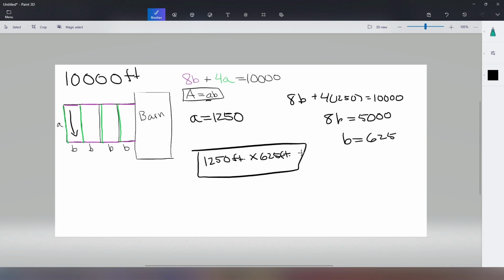To double check, we can do two things. One, does everything match up? We know that we have 4 A's, so we can do 1,250 times 4 to get us 5,000. And we have 8 B's. So 625, which is the side length of each B, times 8 gives me 5,000. And 5,000 plus 5,000 will get us 10,000 total feet.